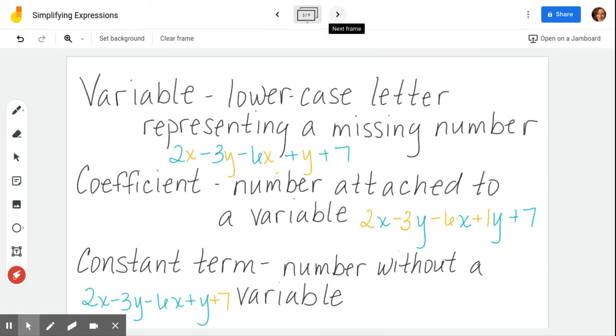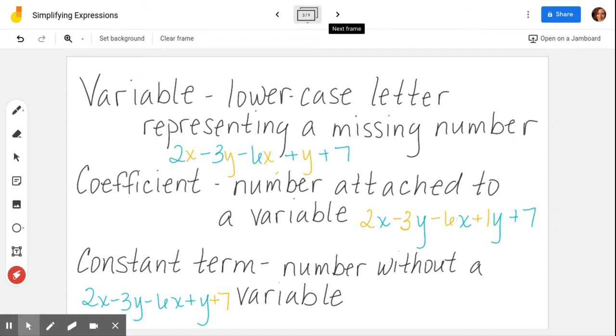A variable is a lowercase letter that represents a missing number. So still using that same expression, x was a variable, here's a y, here's another x, here's another y. The number that's attached to them is called your coefficient. It tells you how many of the variable you have. So 2x means you have 2 of those x's. Minus 3y means there's negative 3 y's. Minus 6x, there's negative 6 x's.